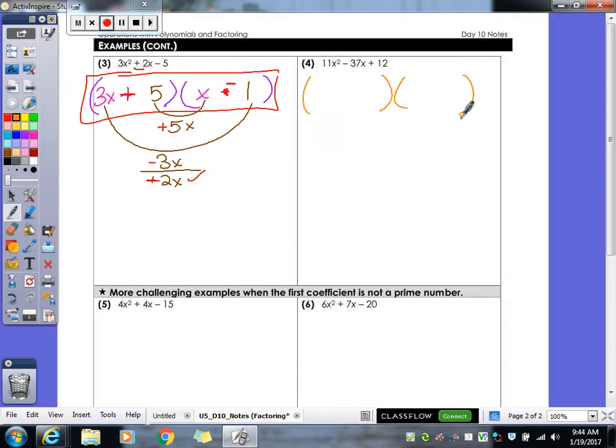Next one, signs, same or different? Same. Both will be negative. Only one way to get an 11x squared. Yep, 11x and 1x.